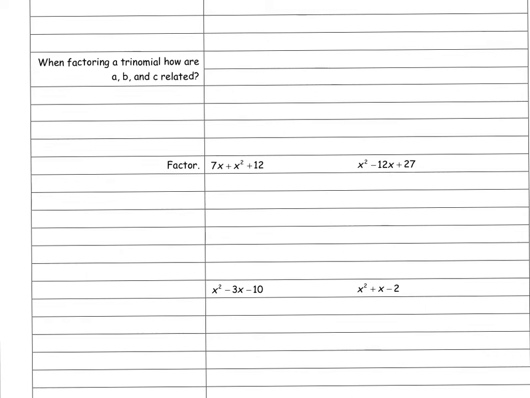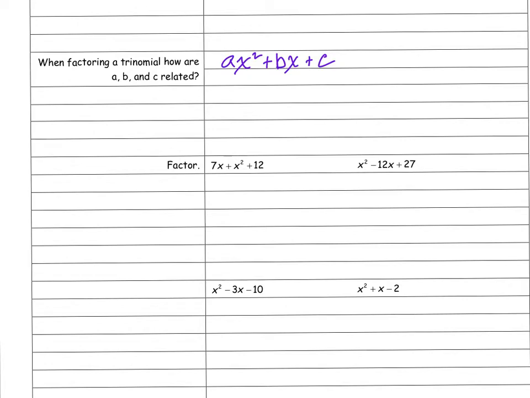Okay, hi guys, we're back after just doing factoring, greatest common factor. Now we're going to talk about factoring a trinomial and how in my trinomial a, b, and c are related. And just real quick, so we remind ourselves of where a, b, and c are, I have ax squared plus bx plus c.